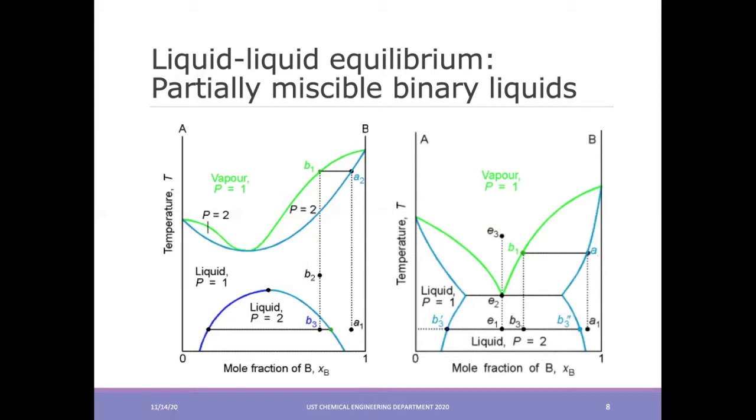And then phase separation occurs when the distillate, the one we collected from the distillation, is cooled to a point in the two-phase region at B3.